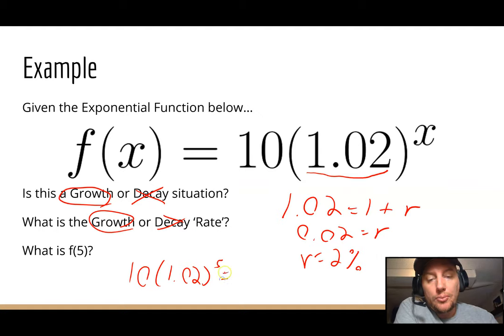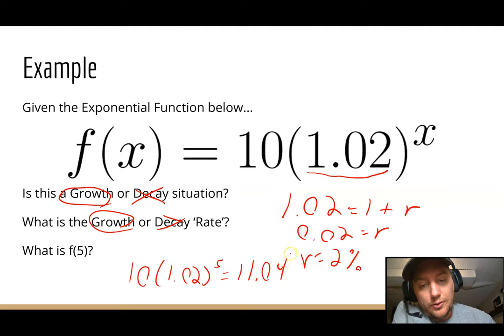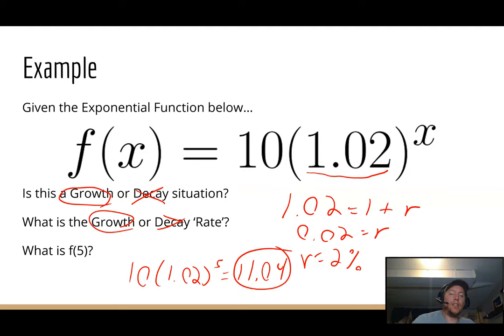And these will usually just be long decimal type answers. So I get 11.04080803. So let's go with 11.04.